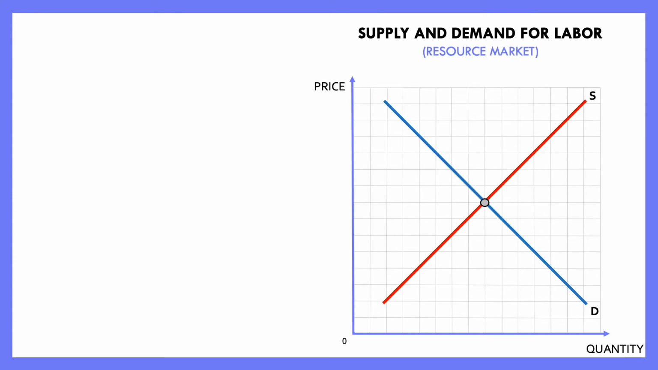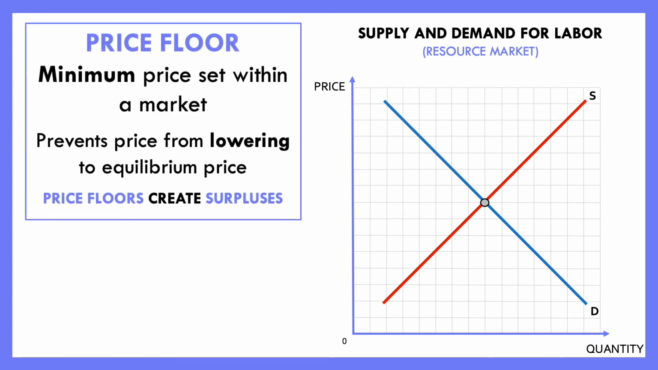And sometimes the government steps in and sets a restriction where they say, hey, you're not allowed to go below this price. So it's not a maximum like we saw before, it's a minimum. And this minimum is known as a price floor. Just like the floor in whatever room you're in is the minimum of that room, a price floor is a minimum price set within a market. It prevents us from lowering our price to the equilibrium.